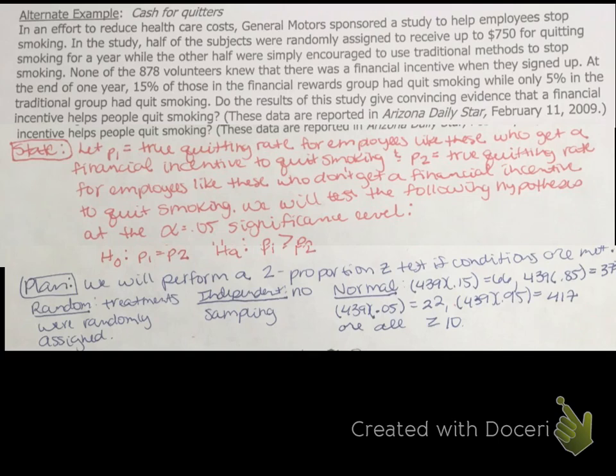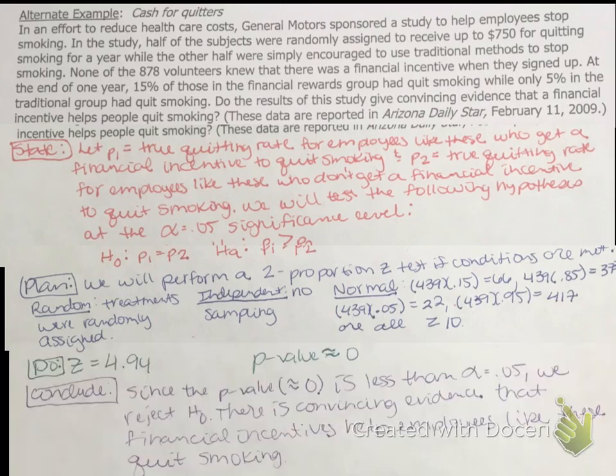For normal, there's your conditions checked for normal. They're all greater than or equal to 10. The do step gives you 4.94, which is approximately 0. Since the p-value is less than alpha, we reject H sub 0. There is convincing evidence that financial incentives help employees like these quit smoking. Again, notice like these in present tense.